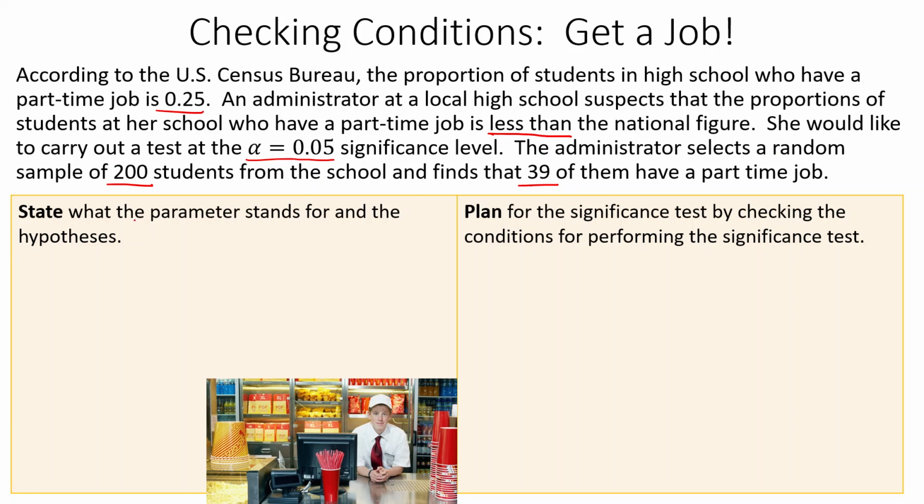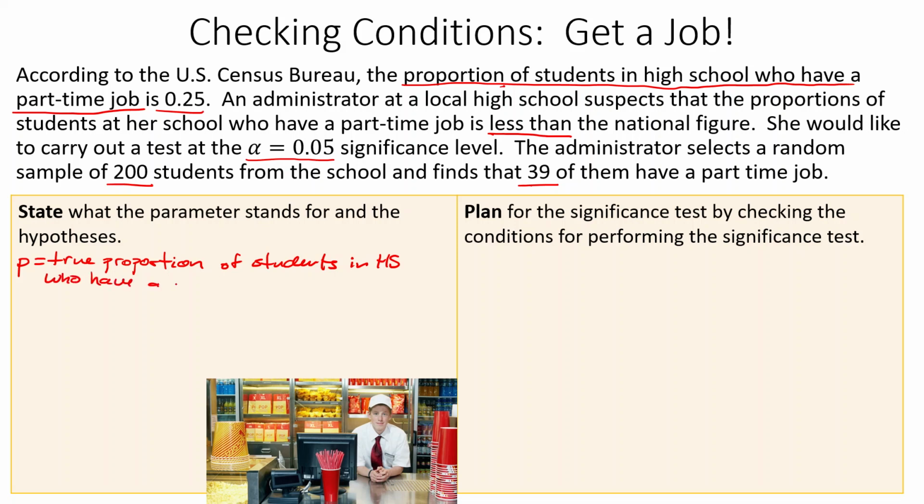So we're going to start with just our first 2 boxes, just like we did before. The first box is state. So we're going to state we're working with a proportion, and this would be the true proportion of students in high school who have a part-time job.